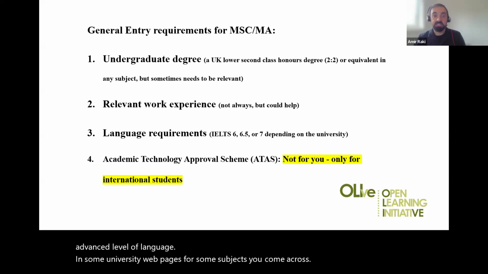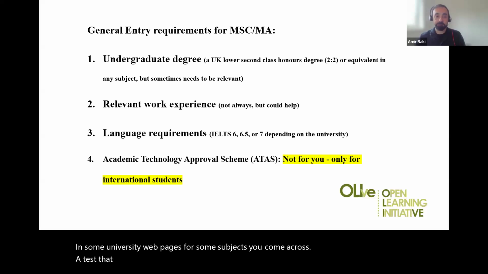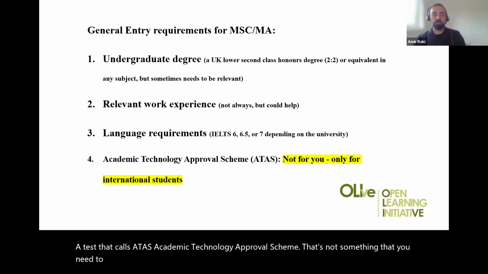In some university web pages, for some subjects, you come across a test called ATAS, Academic Technology Approval Scheme. That's not something you need to be worried about. It's mainly about international students, if they want it from international students.